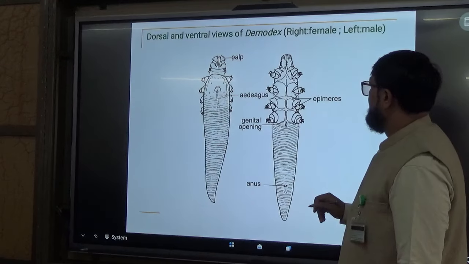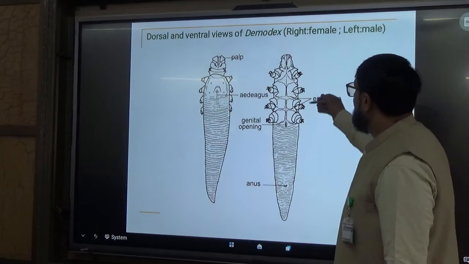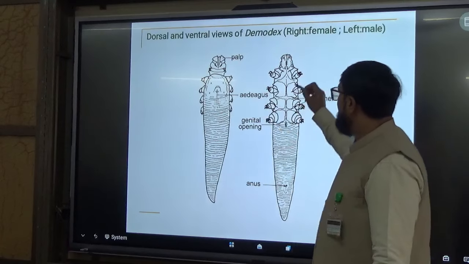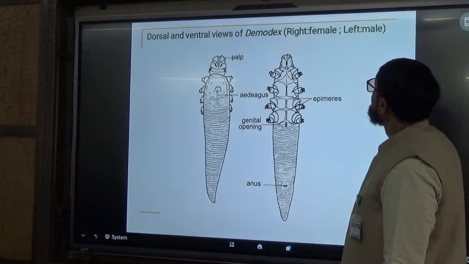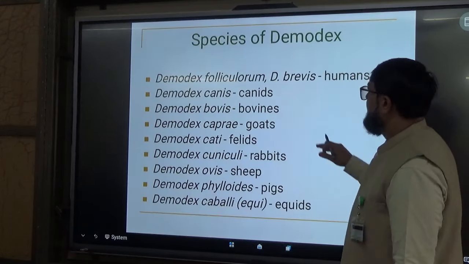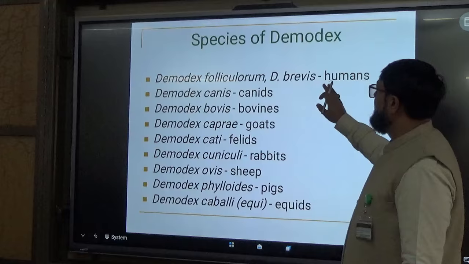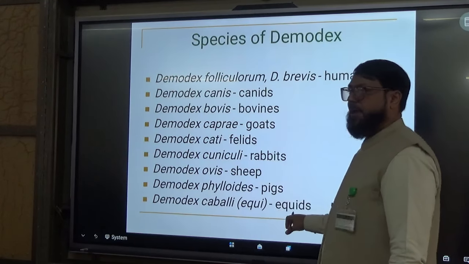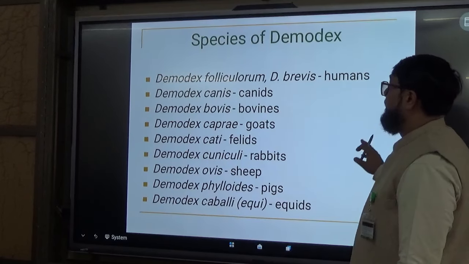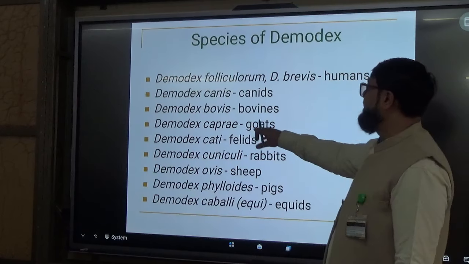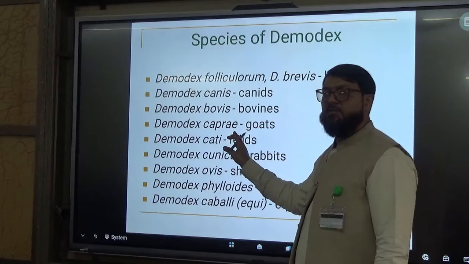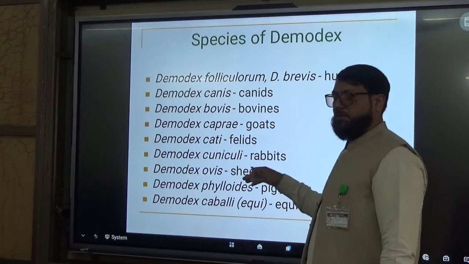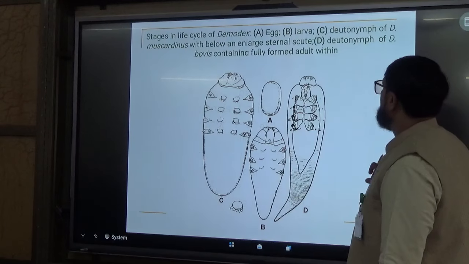This is a picture of how it looks. It is not oval, it is elongated, having very short, stumpy legs, and the legs are very hardly visible from the dorsal aspect, but they are visible on the ventral side. There are many species, which infest humans, canids, bovines, goats, pigeons, rabbits, sheep, pigs, as well as equines. But the point is, the names have been given after the name of the species, but they are not host specific. It never indicates that this canis is found only in dogs. It is switchable to other hosts too.